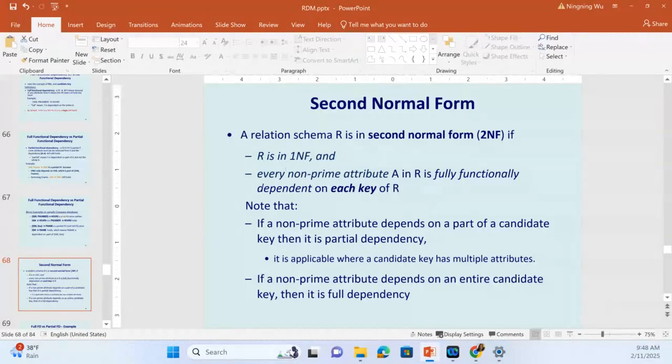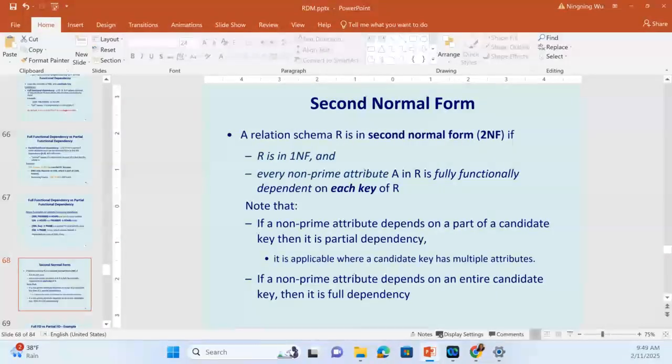Based on this definition, we can tell that if a non-prime attribute depends on a part of the candidate key, then that is considered a partial dependency. So the attribute is dependent on the partial key. That's why it's called partial dependency. So 2NF does not allow partial dependency.